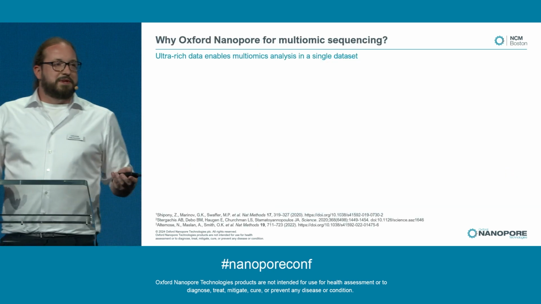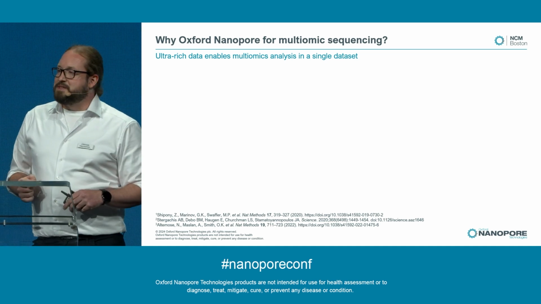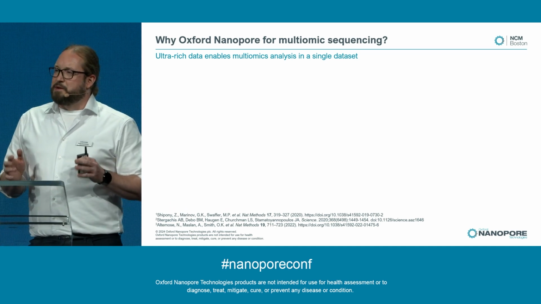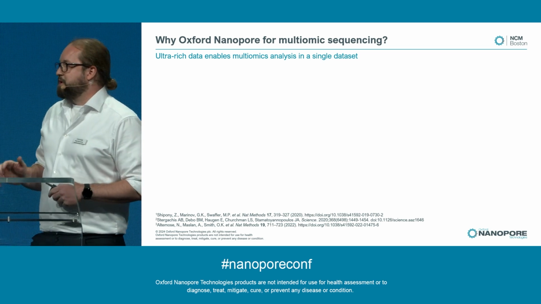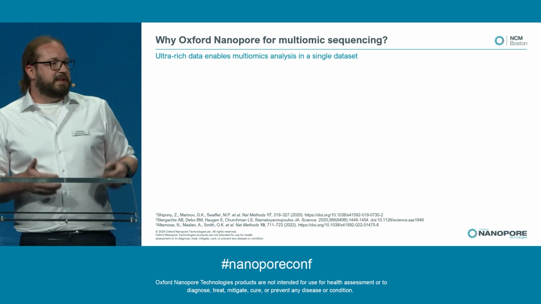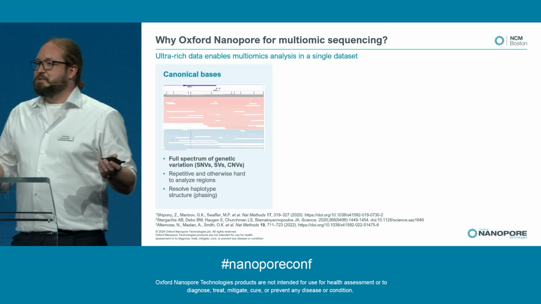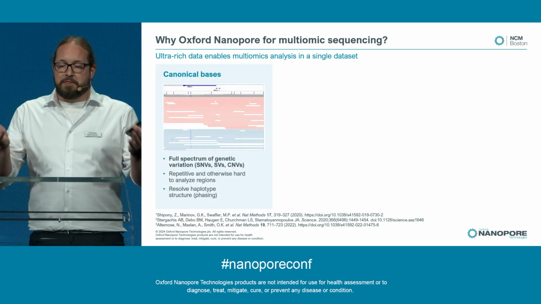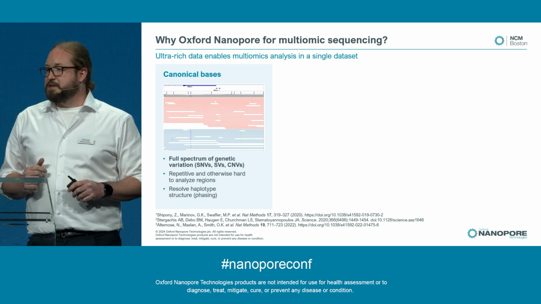Right, so why would you use Oxford Nanopore data for that? The very simple answer is that even with a single data set, there's actually a lot of information you can get. Even if we just look at whole genome sequencing, you basically have 3 different channels of information. Obviously, you'll get canonical bases, and with long reads, they will allow you to explore the full spectrum of genetic variation.